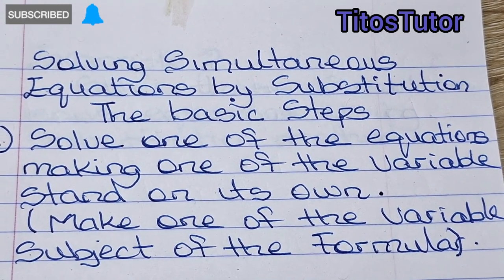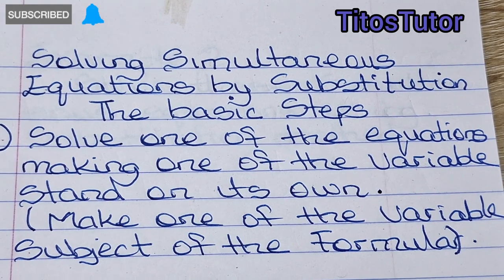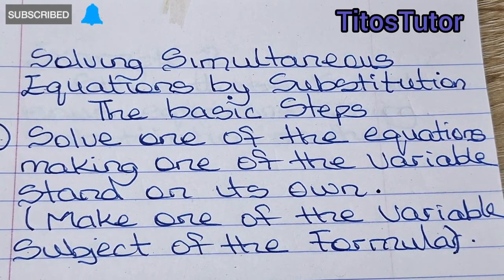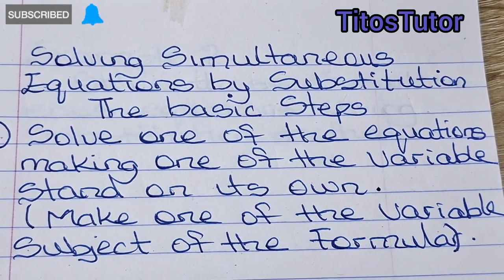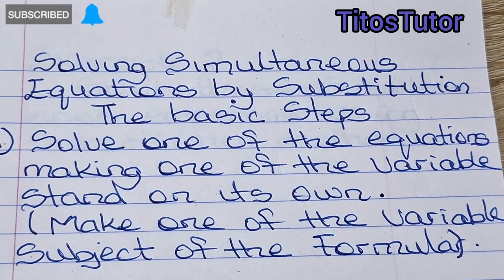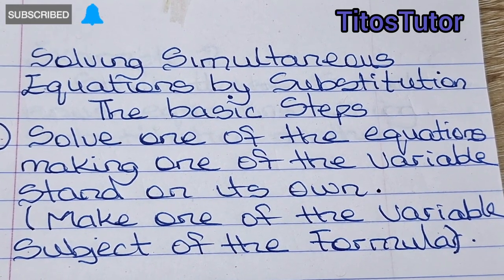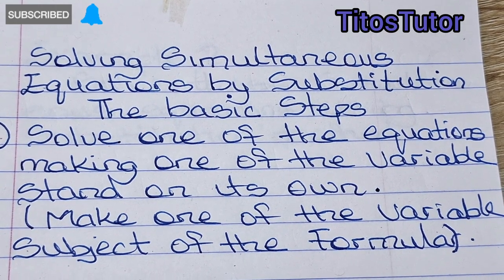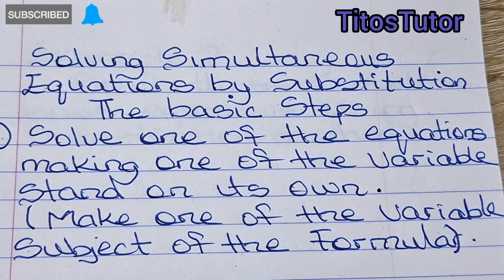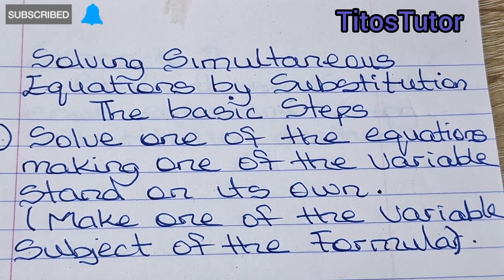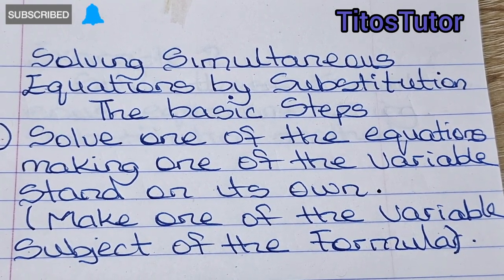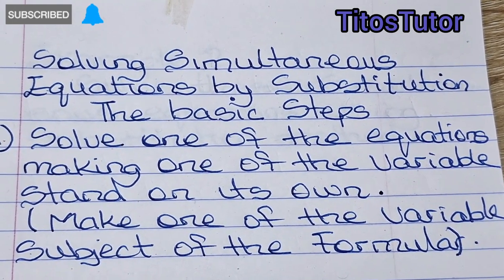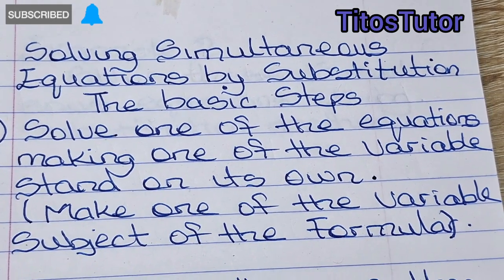So you make that one the subject of the formula. For example, if I want x to be the subject of the formula, I go to any of the equations and make x the subject of the formula, standing on its own, and everything else on the other side of the equal sign. Then I have made one of the variables the subject of the formula. After that, I go to the next step.